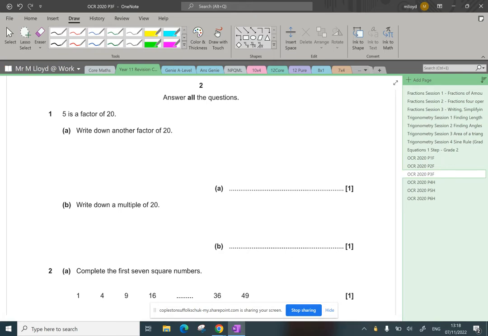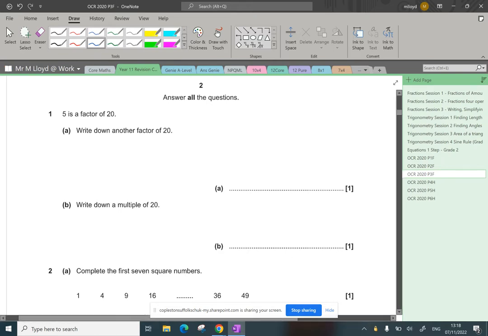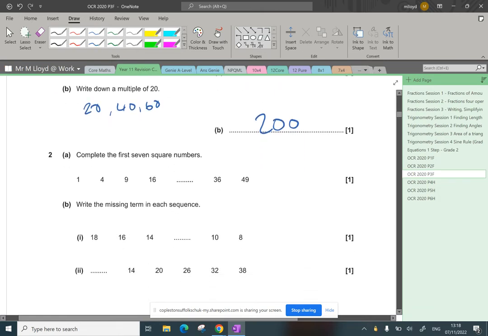So question 1. 5 is a factor of 20. Write down another factor of 20. So you could have 20, 1, 5, 4, 10, or 2. So I'm going to put 10. What you can't have is 5, because clearly they've given that one to you in the question. Write down a multiple of 20. That means a number in the times table of 20. So 200 will do for me, but it could be anything so long as it divides by 20 and gives a whole number as an answer.